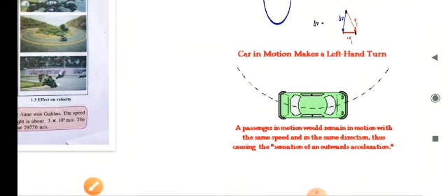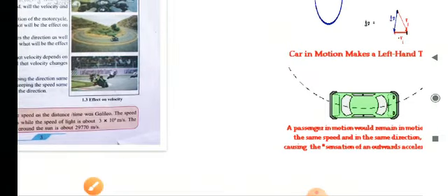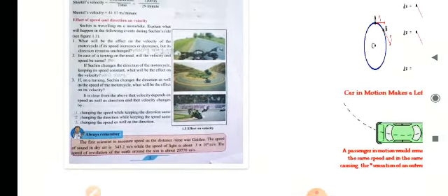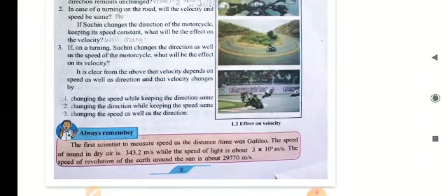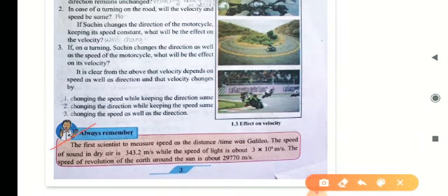So in this example we can see that the effect of velocity depends on direction as well as the speed. So velocity is affected by speed as well as direction. Now always remember, the first scientist to measure speed as a distance upon time was Galileo. The speed of sound in dry air is 343.2 meters per second, while the speed of light is about 3 into 10 raised to 8 meters per second. The speed of revolution of the earth around the sun is about 29,770 meters per second.